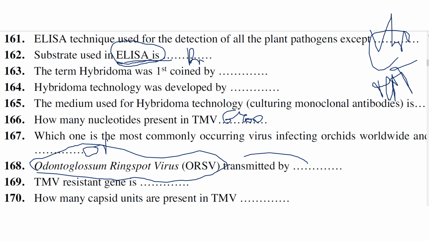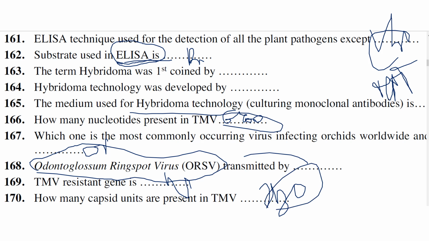So TMV resistant gene is N1. N1 is the TMV resistant gene. Flax rust L6, such kind of resistant genes we might have seen earlier. How many capsid units are present in TMV? TMV contains 2,130, just now I told you, right? 2,130 capsomer subunits, 158 amino acids and 6,400 nucleotides.